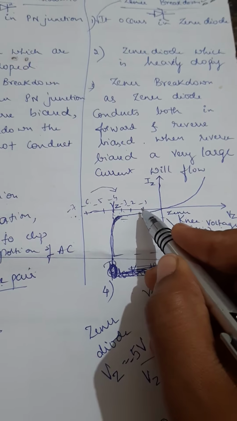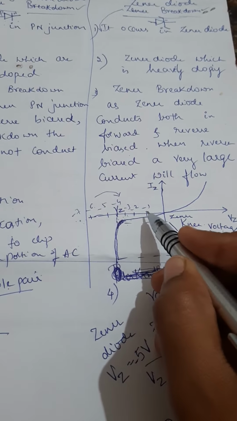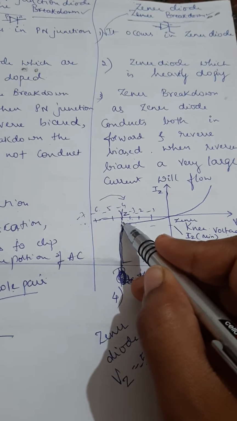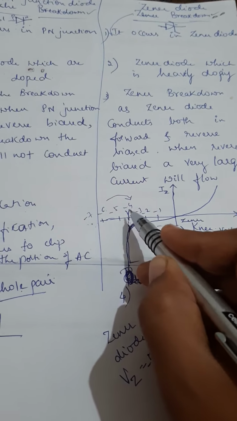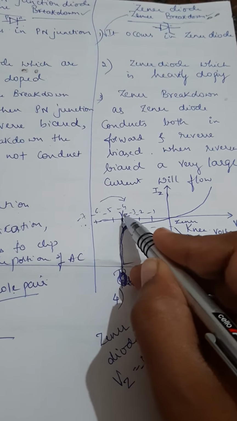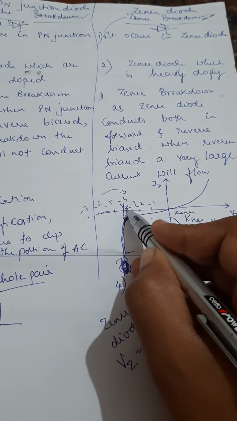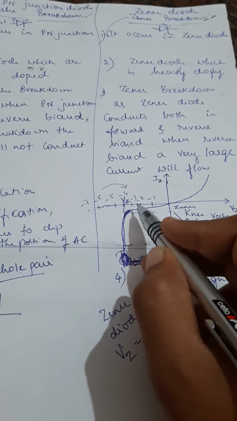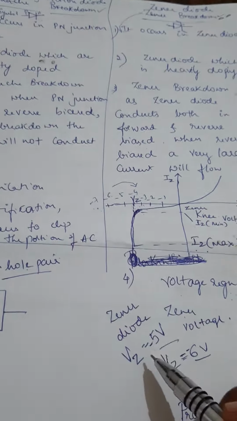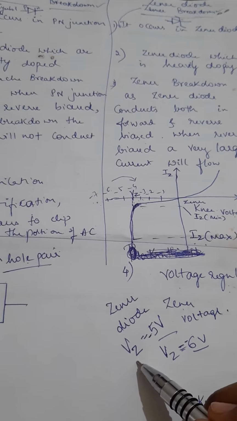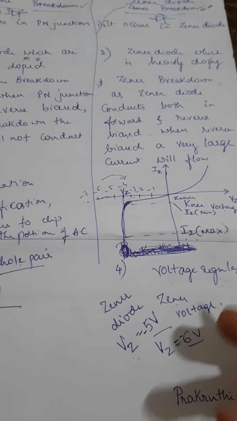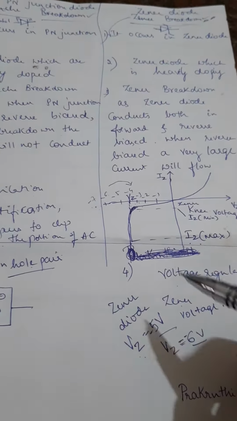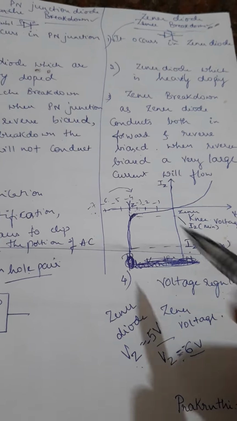So when you start reverse biasing a Zener diode, at a certain point, at a Zener voltage, that is the VZ, which has been set by the manufacturer. For example, the Zener voltage VZ can be set to -5 or -6, or whatever the specification a manufacturer can give.